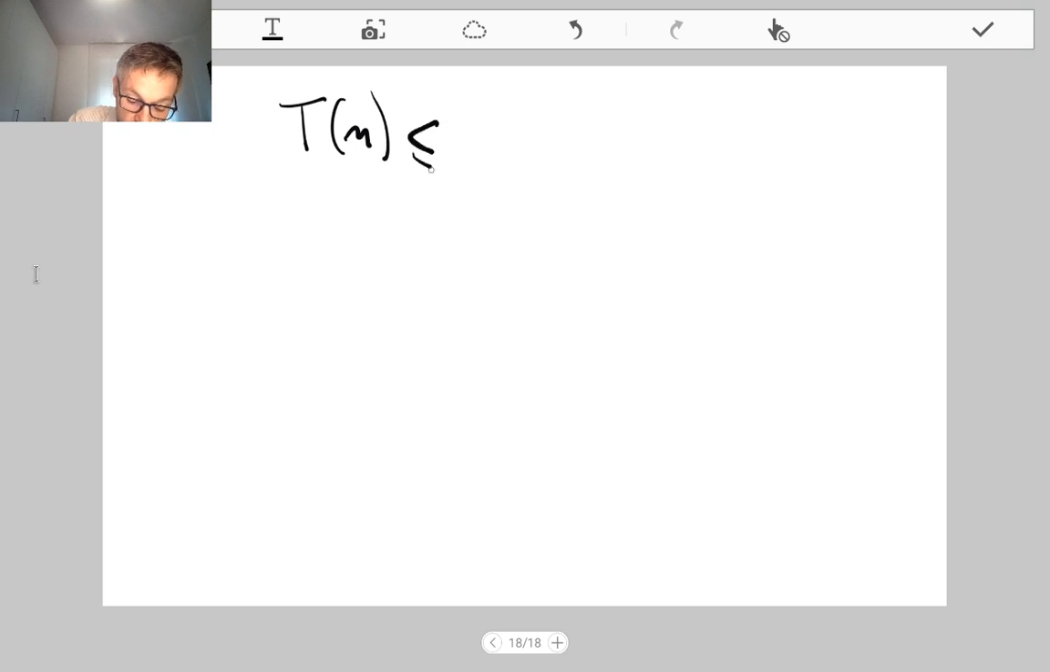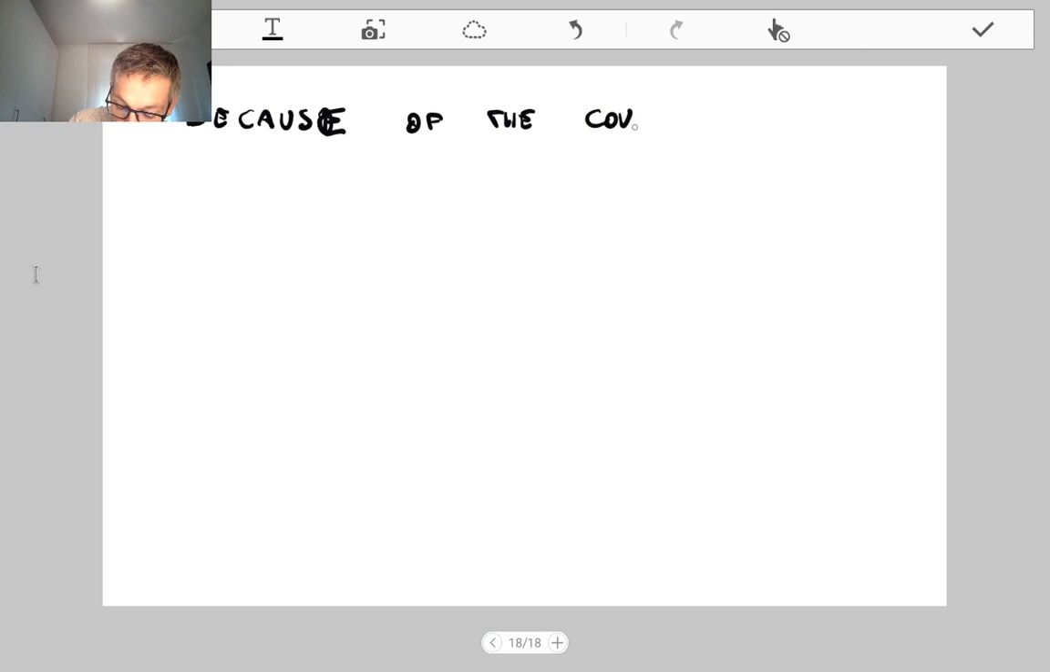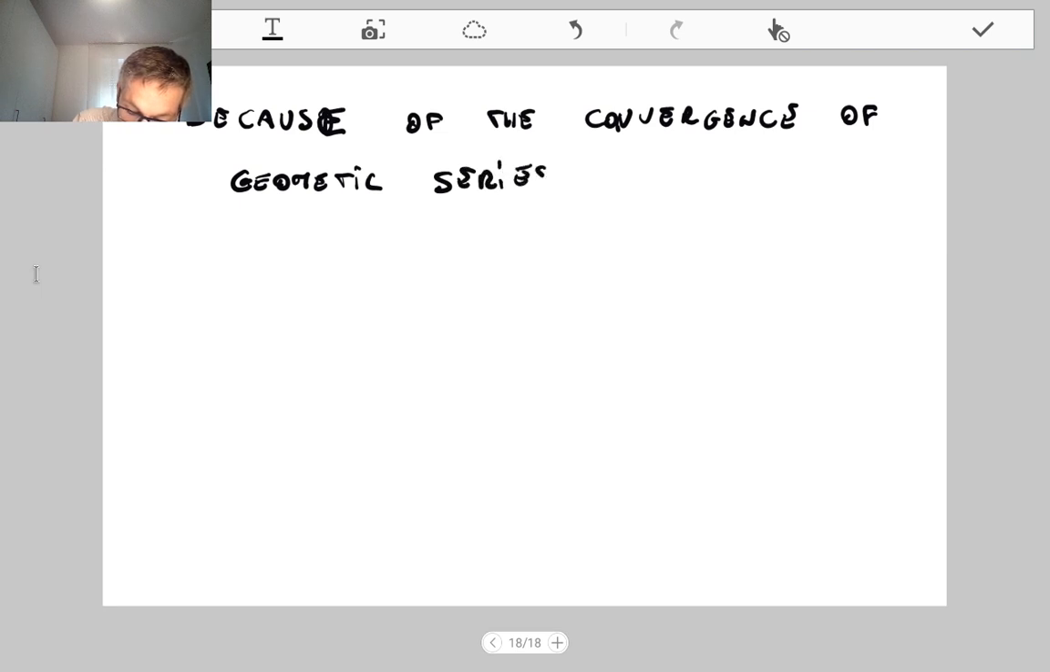And in particular, because of the convergence of the geometric series, T(n) is smaller or equal to what?